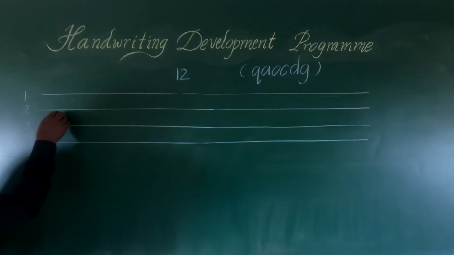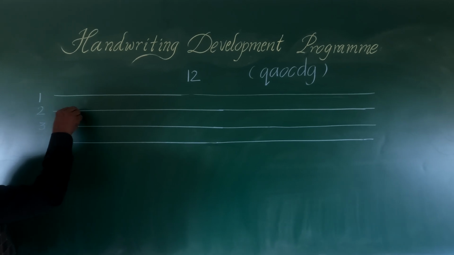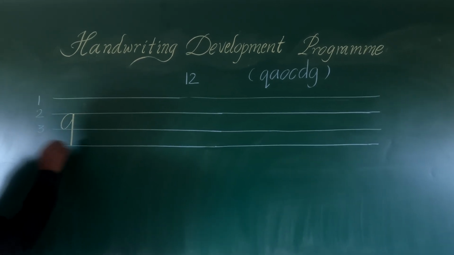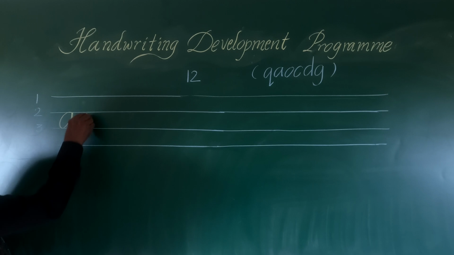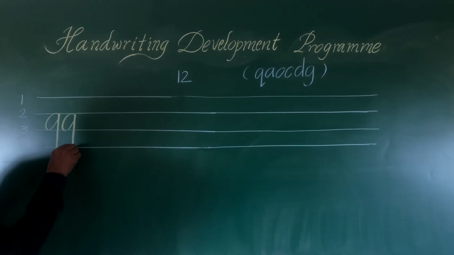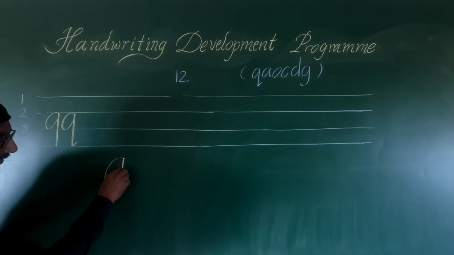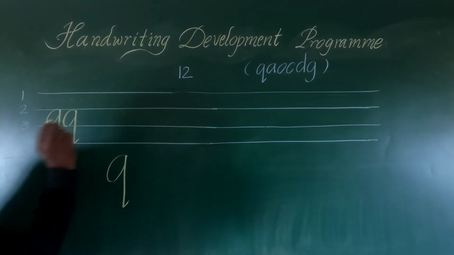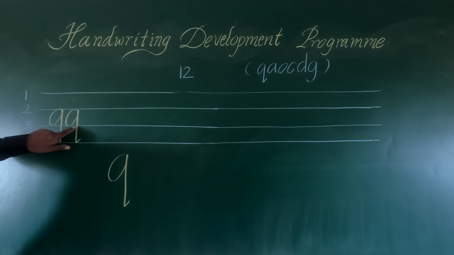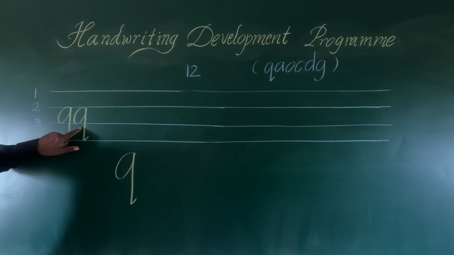So Q, first you write oval shaped circle and straight line. Here you see. Oval shaped circle and straight line. Just lift the pen like this. I am writing in a big manner. Oval shaped circle, straight line, just lift the pen. And here is a small triangular shaped gap.